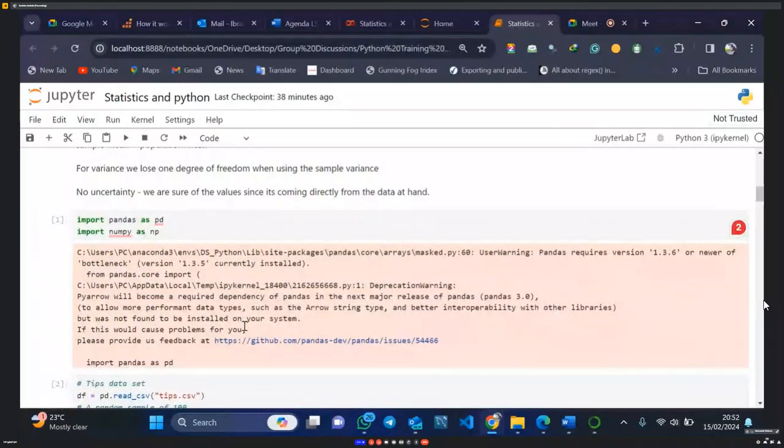Am I correct, Jebet, the file owner? Yeah, I think you're correct. Okay. So, no uncertainty. We are sure of the values since it's coming directly from the data at hand.